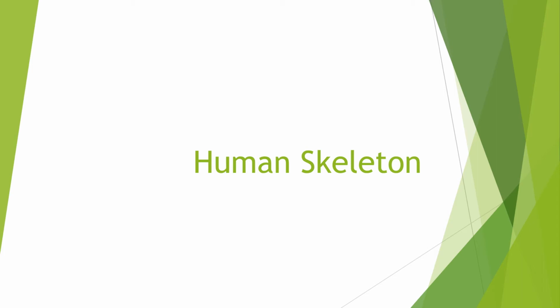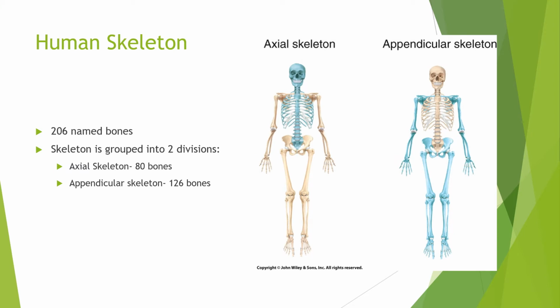The human skeleton consists of 206 named bones. It's grouped into two divisions known as the axial skeleton, which consists of 80 bones, and the appendicular skeleton, made up of 126 bones.